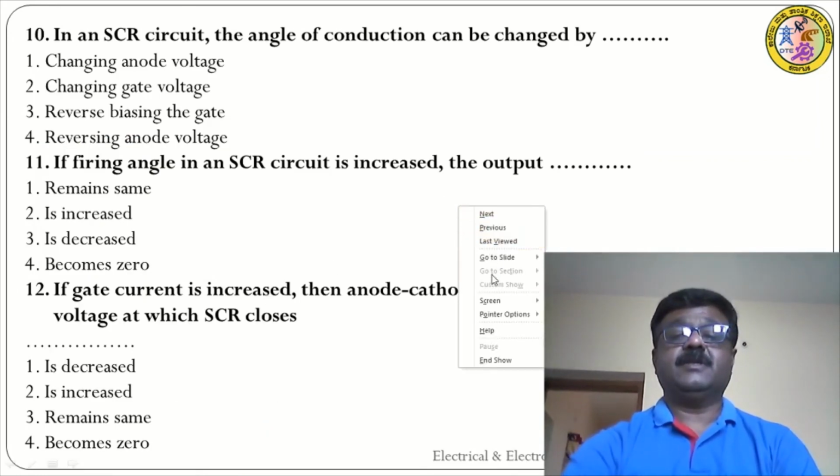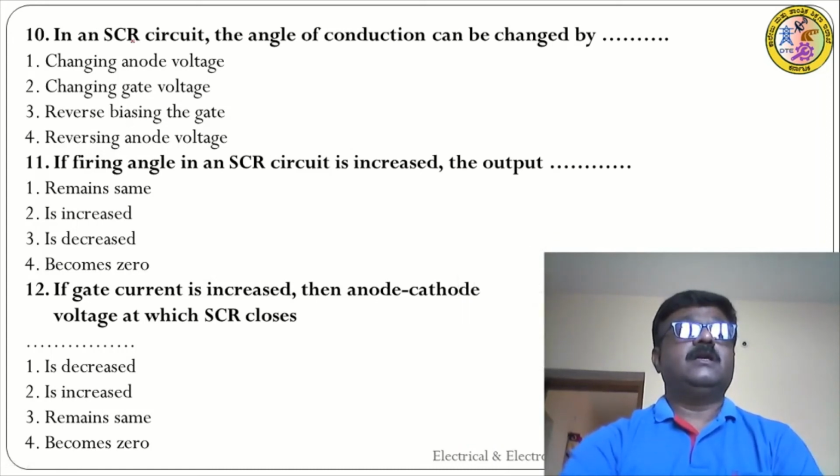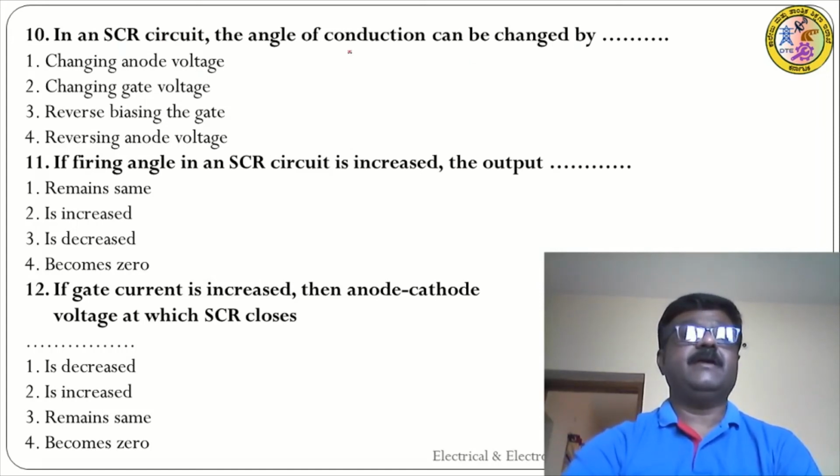Next, fifth question. In an SCR circuit, the angle of conduction can be changed by changing anode voltage, changing gate voltage, reverse biasing the gate, reversing the anode voltage. So the angle of conduction can be changed by changing the gate voltage. By changing the gate voltage, you can change the angle of conduction.